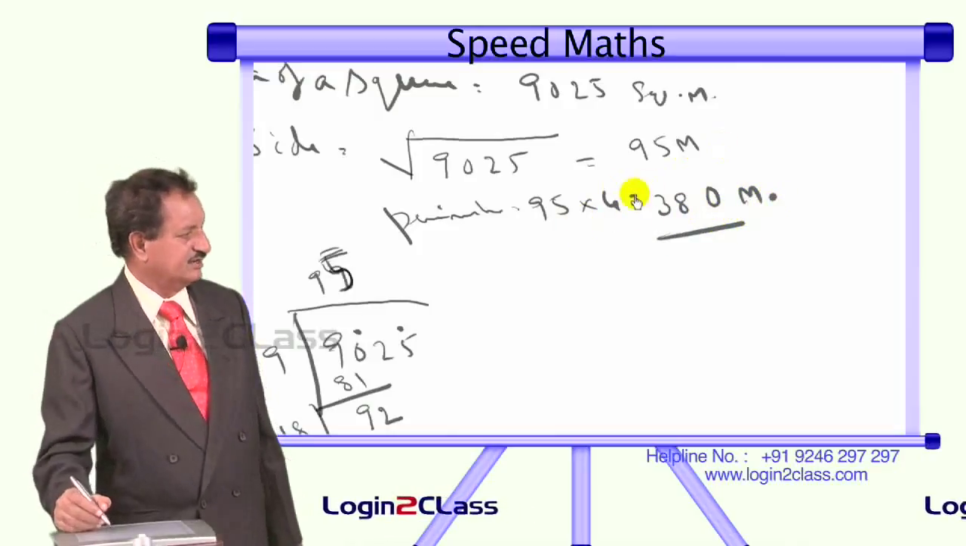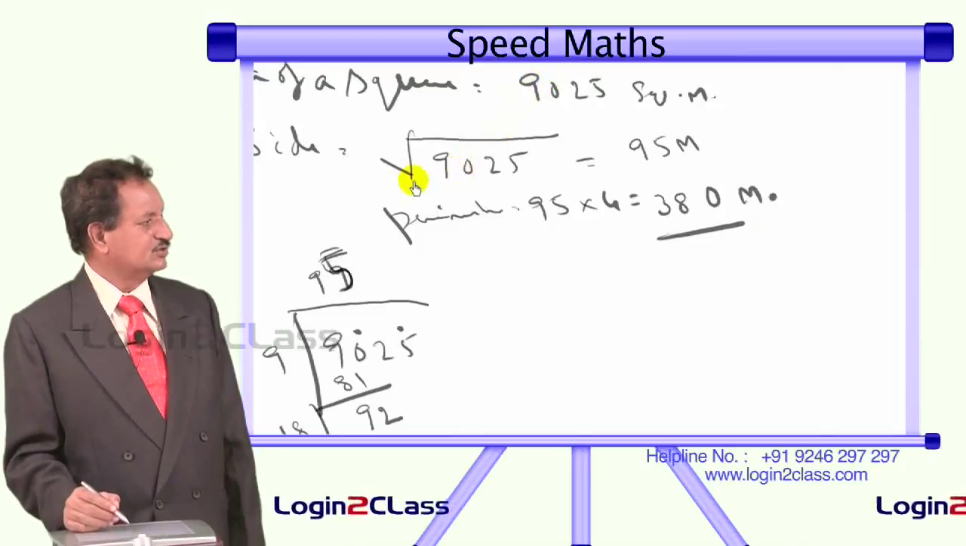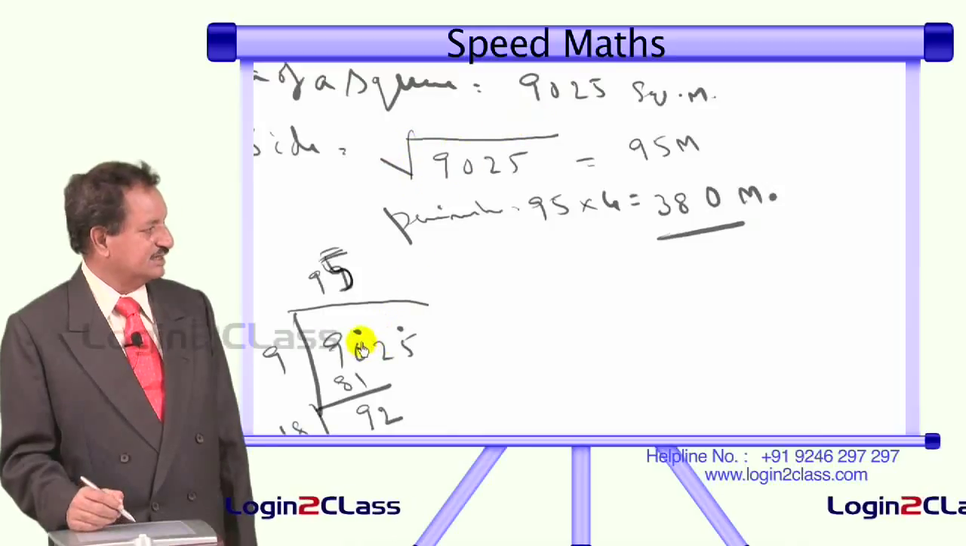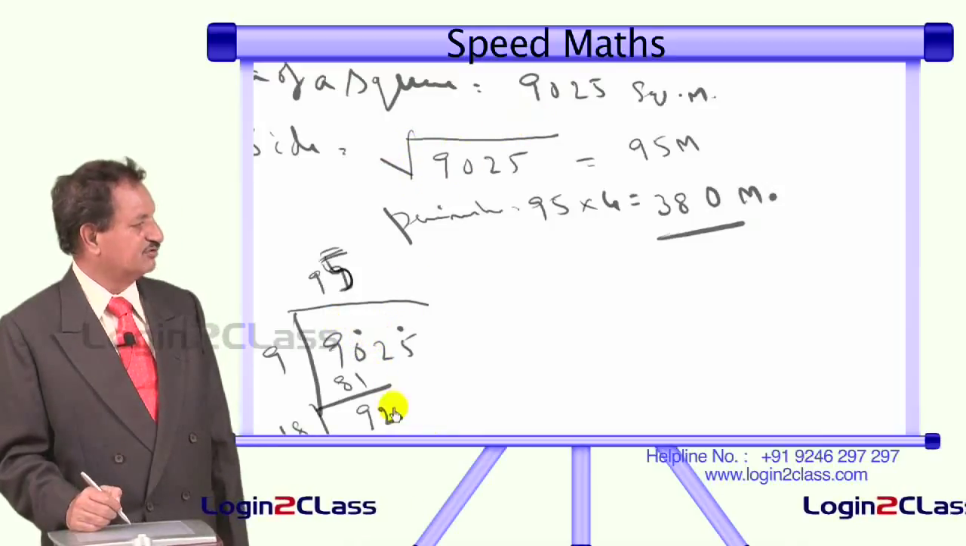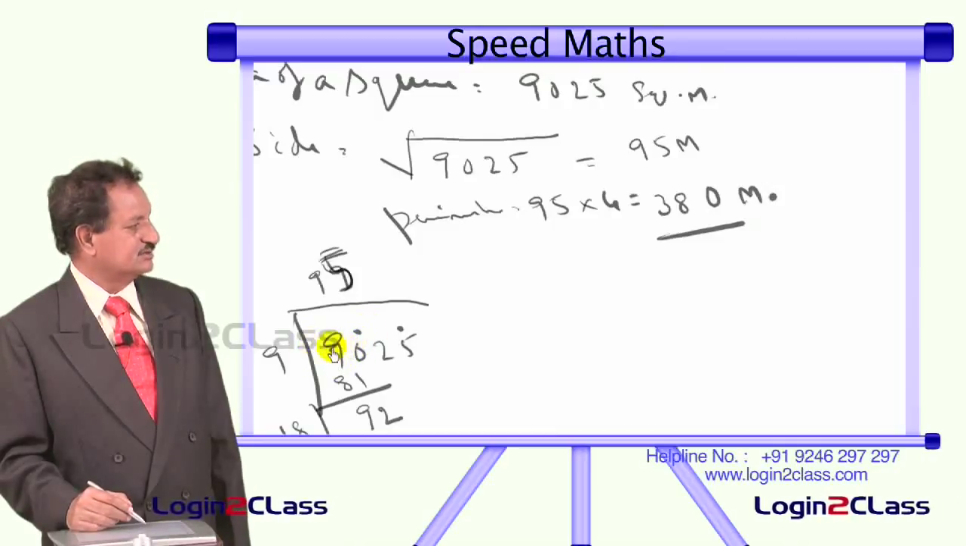95 into 4 is 380. 4 5s 20, 4 another. So like that, here we have used speed maths to find the square root of a number. A square root of a number can be easily found like this. Dot dot and take the nearest square for this.